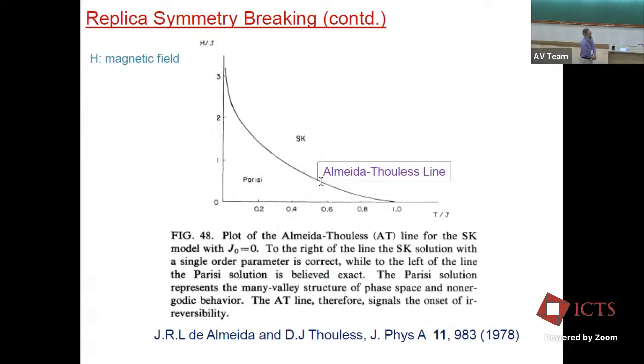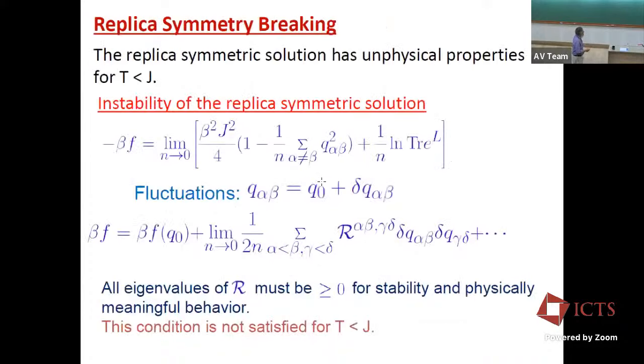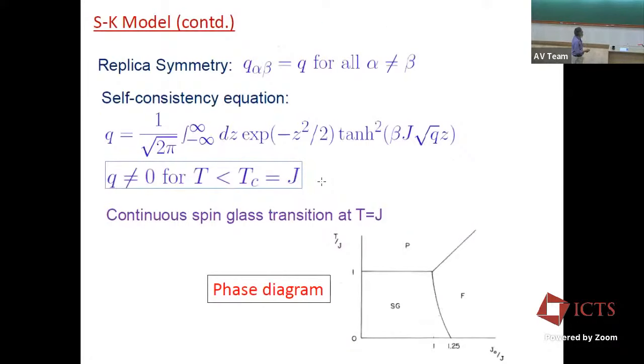SK is the paramagnetic, the replica symmetric solution, and Parisi is a solution where the replica symmetry is broken. Here J0 is equal to 0, that's what he's saying. But then when you apply a magnetic field, this point where the replica symmetry is broken itself changes. And there remains a finite value of temperature at which replica symmetry is broken, even when you have an external magnetic field. And that sort of leads me to guess that here also replica symmetry will be broken.